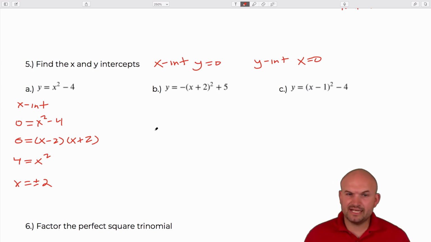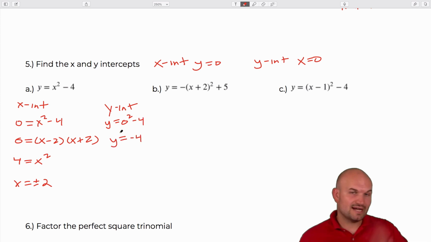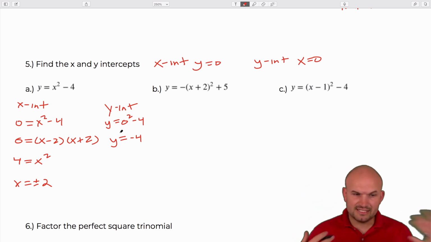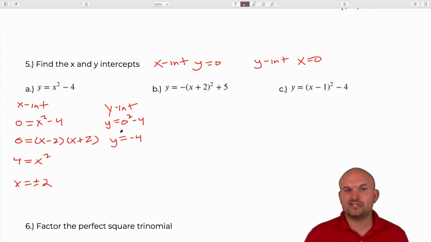The next one here is y equals negative x plus 2 squared plus 5. Oops, I'm sorry. Let's get to the y-intercept. I'm starting to get a little off track. Okay, so the y-intercept is rather easy in this case. I'm just going to plug a 0 in for x, and you can see I get y is equal to negative 4. So if I wanted to understand what this quadratic looked like, at least I would have 2 x-intercepts and 1 y-intercept. I could probably draw a good graph of this quadratic just with that information.